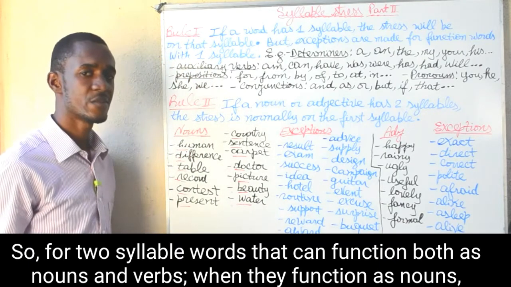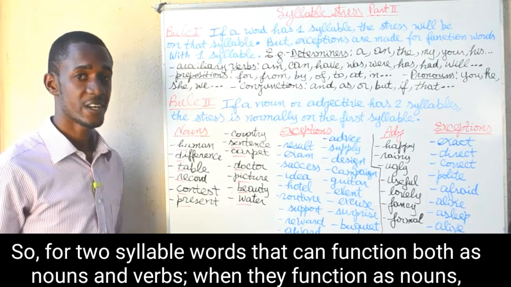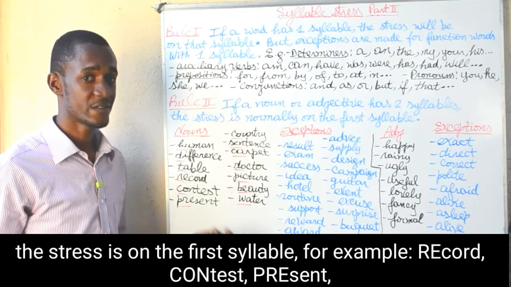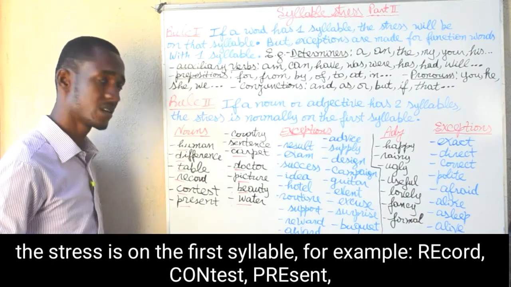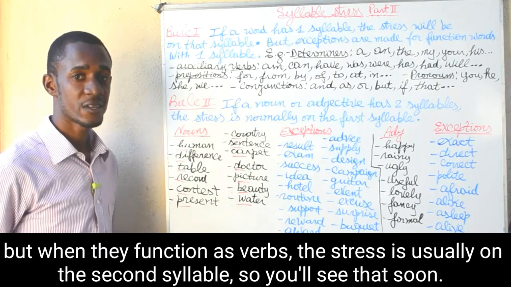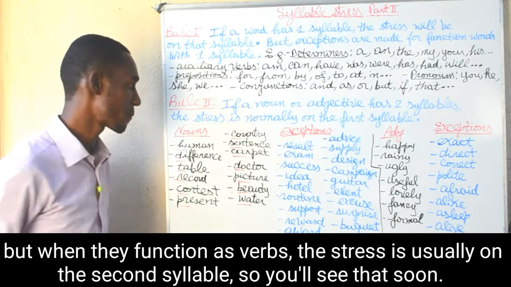So for two-syllable words that can function both as nouns and verbs, when they function as nouns, the stress is on the first syllable. For example, worker, contest, present. But when they function as verbs, the stress is usually on the second syllable, okay? So you'll see that soon.